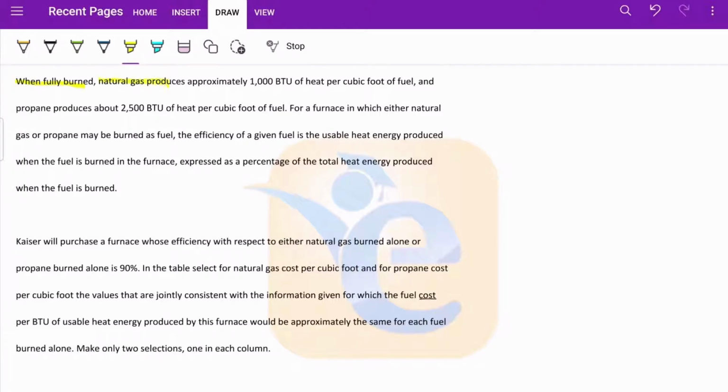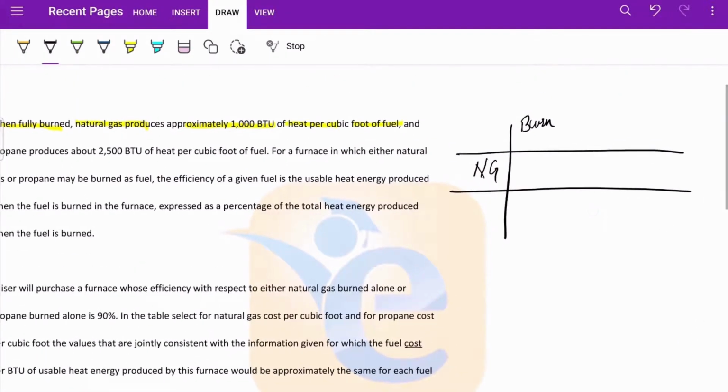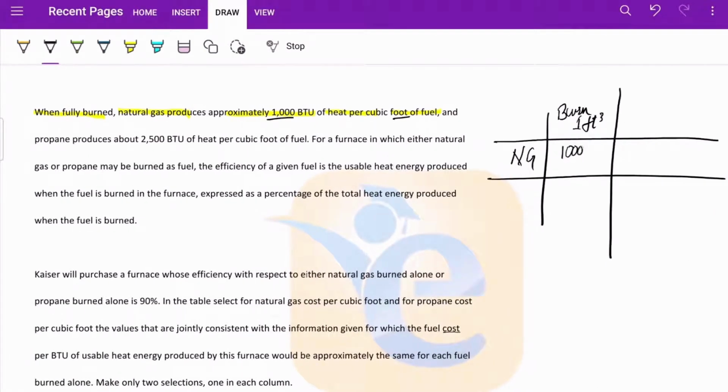When fully burned, natural gas produces 1000 BTU of heat per cubic feet of fuel. Okay, so we have natural gas, and what do we have when we say burn? How much do we burn? 1 cubic foot of fuel. We get energy of 1000 BTU, and propane produces 2500. Okay, we have natural gas, we have propane, and it is 2500 BTU.